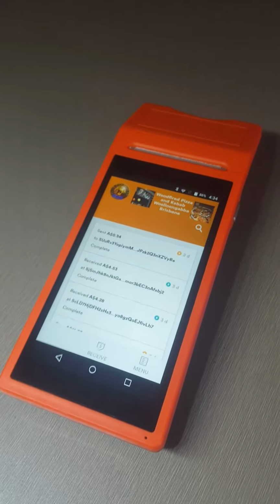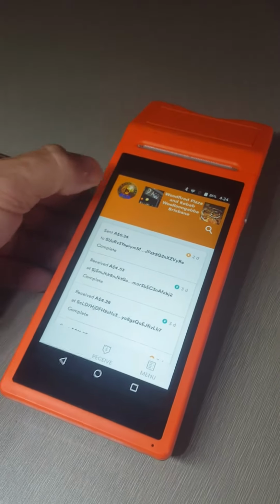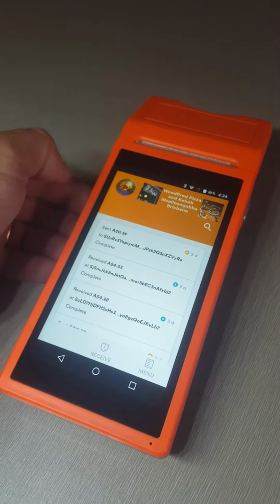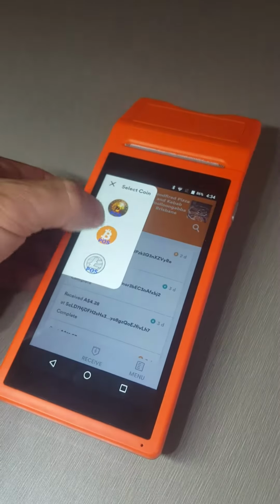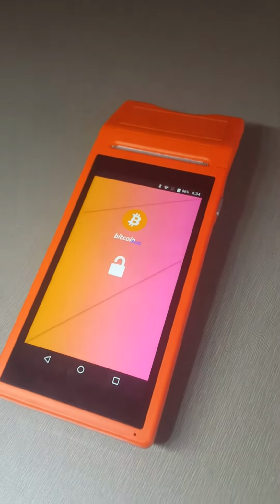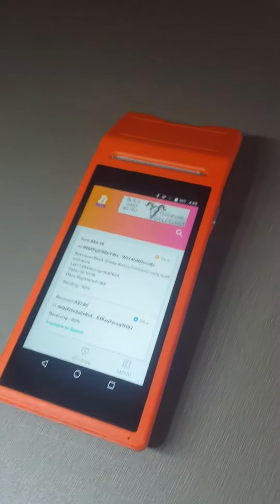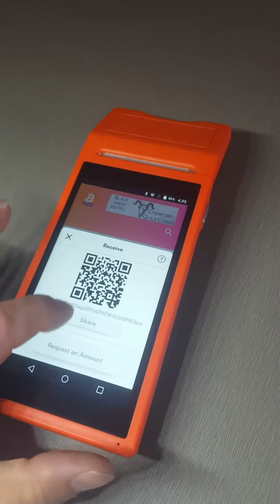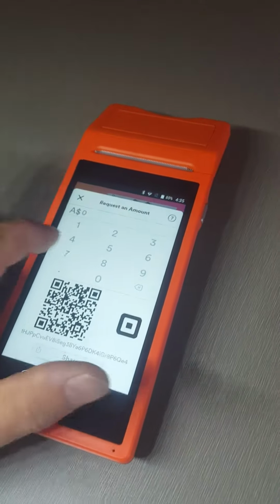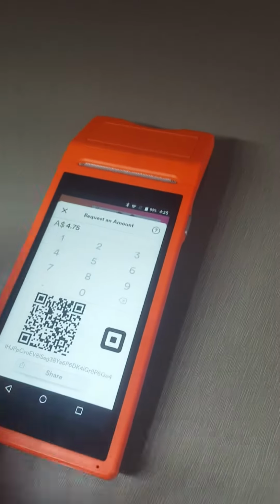What we're going to show today is a Bitcoin transaction. So we're up in the Strayacoin wallet at the moment. We'll transfer to the Bitcoin wallet, the Bitcoin POS wallet that's built into the terminal. And we're going to click on receive and we'll get that cup of coffee again for $4.75.